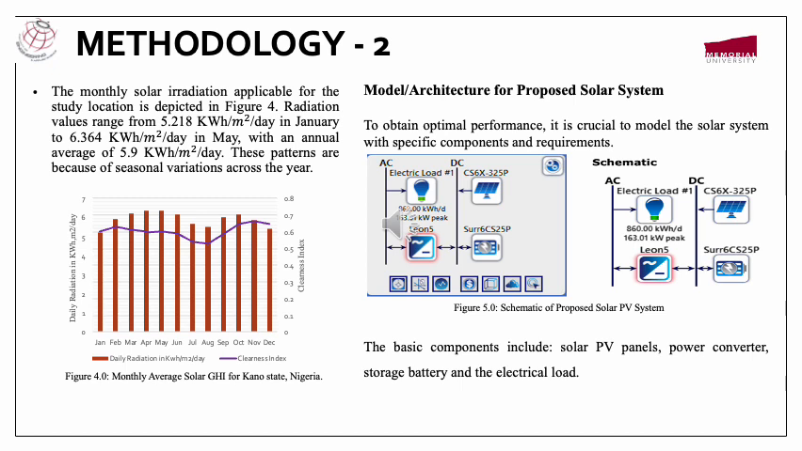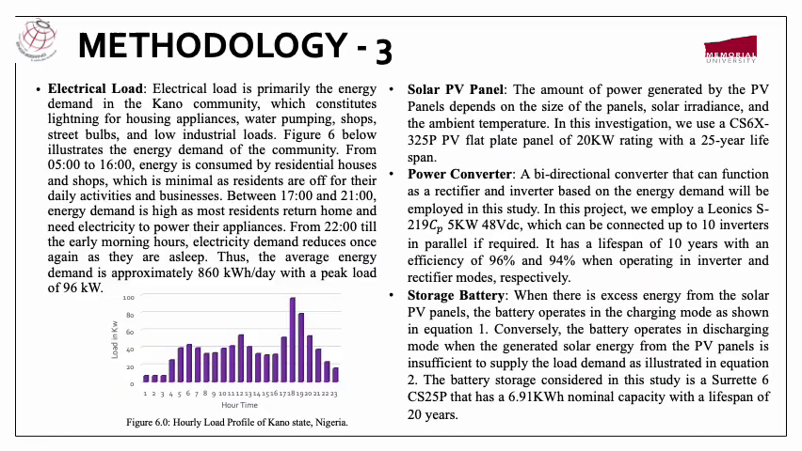Now, also, basic components we used include power converters, solar panels, storage batteries, and of course, electrical load. Good evening, everyone. Just like my partner David has stated, there are four major components of our design system. The electrical load is primarily the energy demand in our study location, Kano State of Nigeria, and it basically makes up the housing appliances, the low industrial loads, and street bulbs, and all of that.